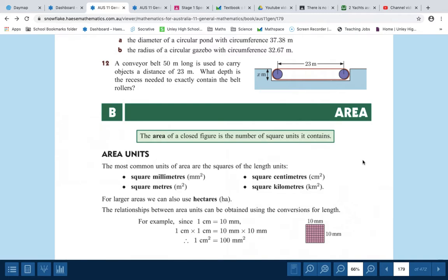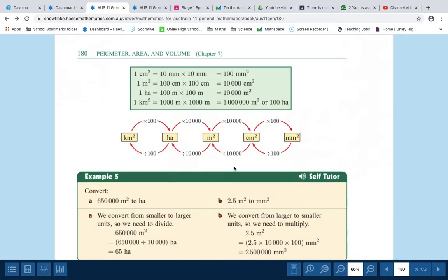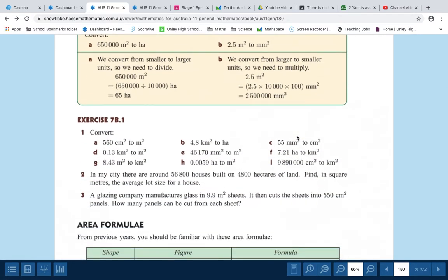We're looking at area. Got a nice diagram of area there, which you can read at your leisure. We've got some conversions here. So I thought we could look at these conversions because they're a bit confusing.